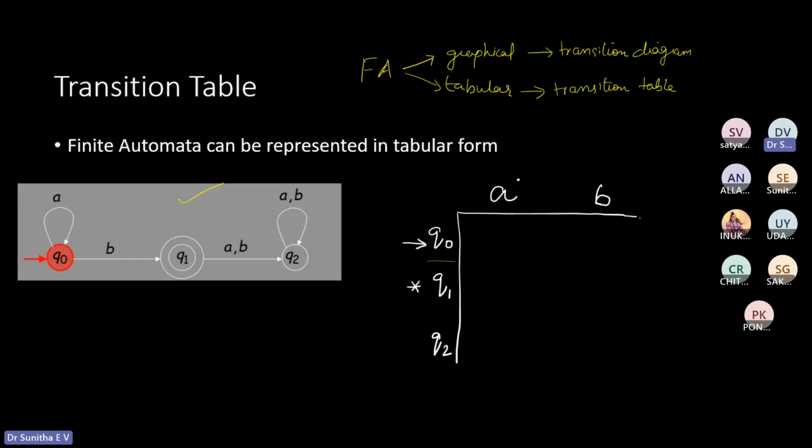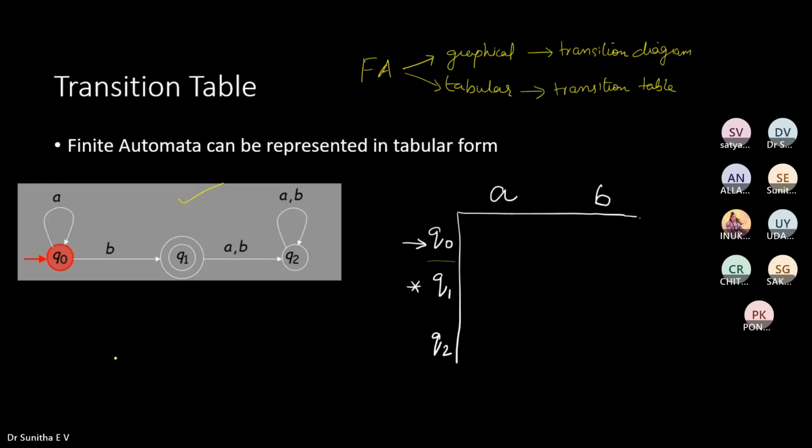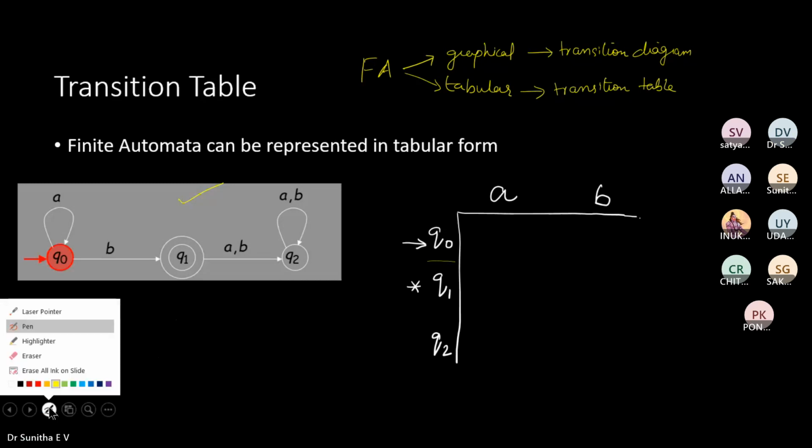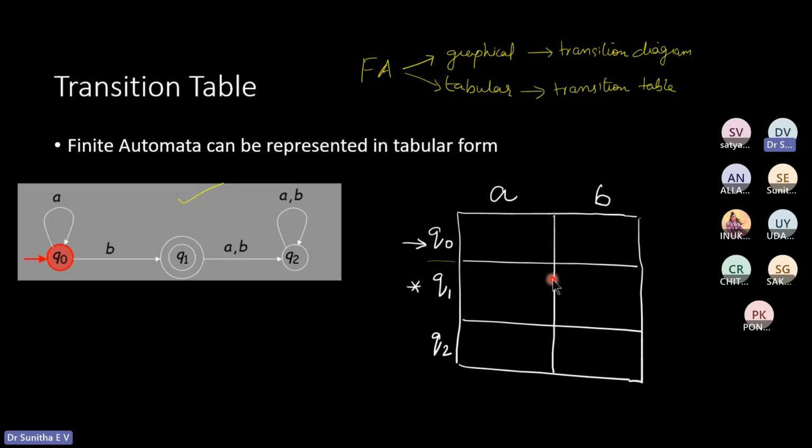Then the input alphabet is represented in the columns. So A is the alphabet, so it is represented. So Q0, Q1, Q2, the states, and on the columns we represent the alphabet symbols. A and B are the symbols. Now we have to write. So for better understanding, I put it as a matrix, which contains six columns, six cells.